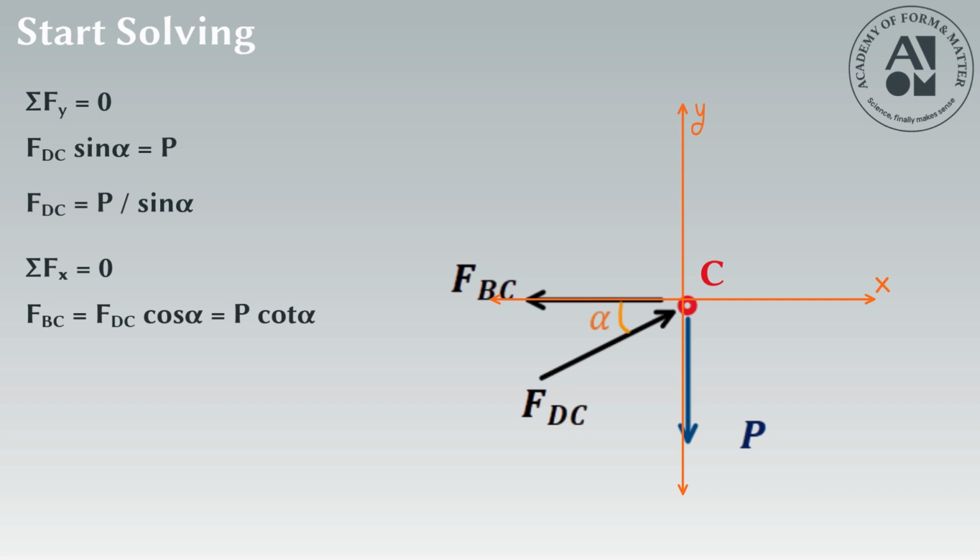And now let's substitute numbers. If P equals 10 kilonewtons and alpha equals 37 degrees, then FDC equals 10 divided by sine 37 degrees, which gives approximately 16.6 kilonewtons, and FBC equals 10 cotangent 37 degrees, which gives approximately 13.3 kilonewtons. So the truss analysis has already begun and can be finished without calculating a single support reaction.